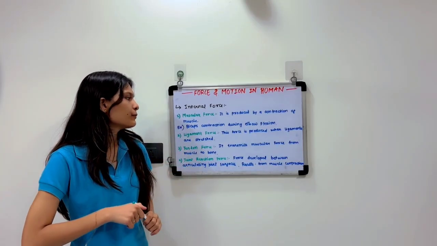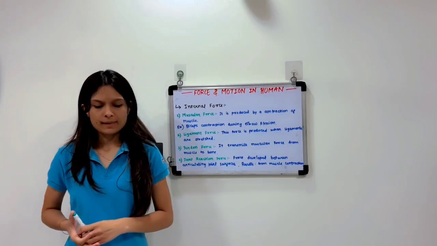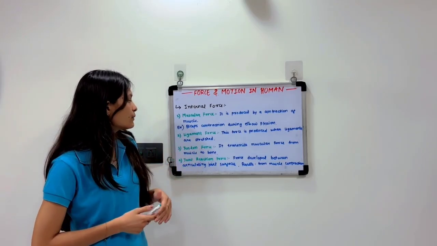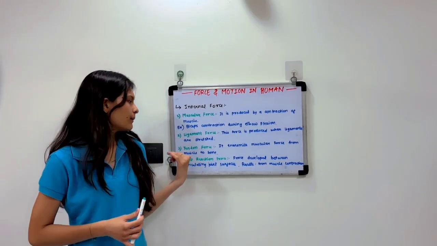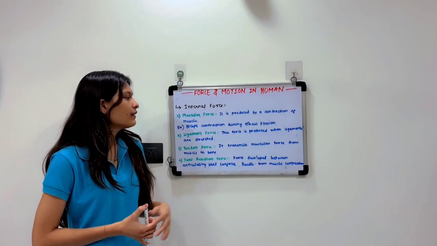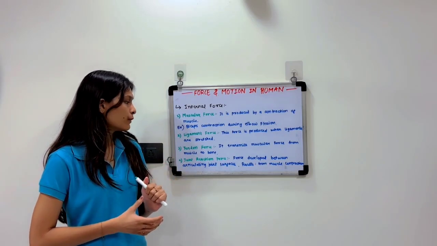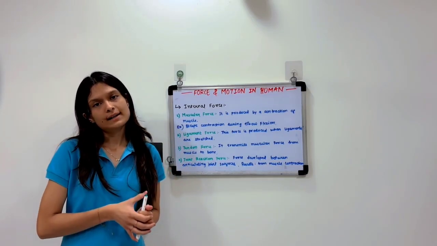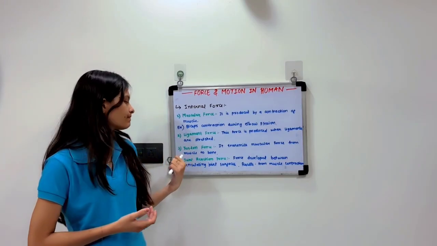Second, ligament force. This force is produced when ligaments are stretched. It stabilizes the movement and prevents excessive movement. Third, tendon force. It transmits muscular force from muscle to the bone. It helps to move the joint.